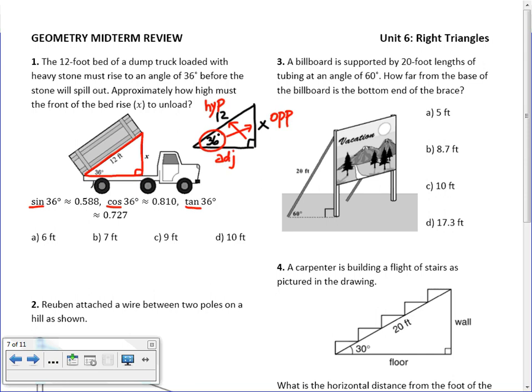The next step is to figure out if we're going to be using sine, cosine, or tangent. So we have to remember our mnemonic device, our memory device, which is SOH-CAH-TOA.